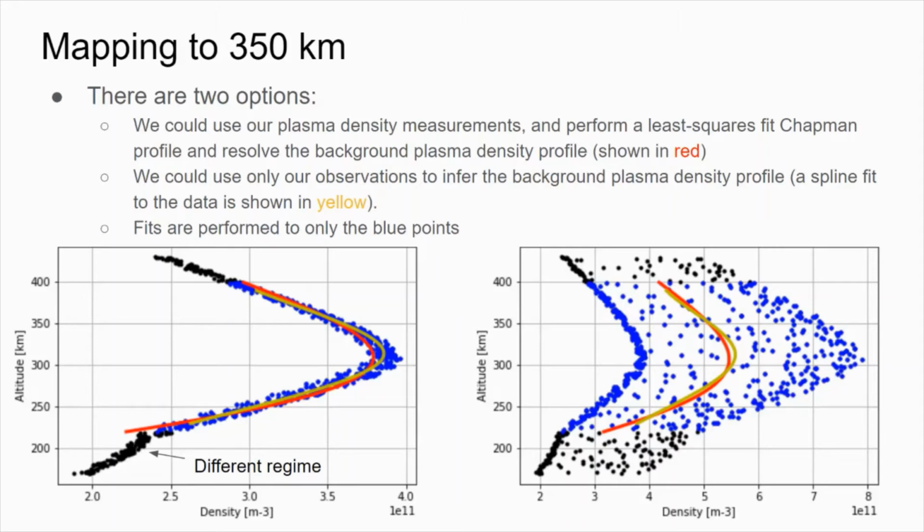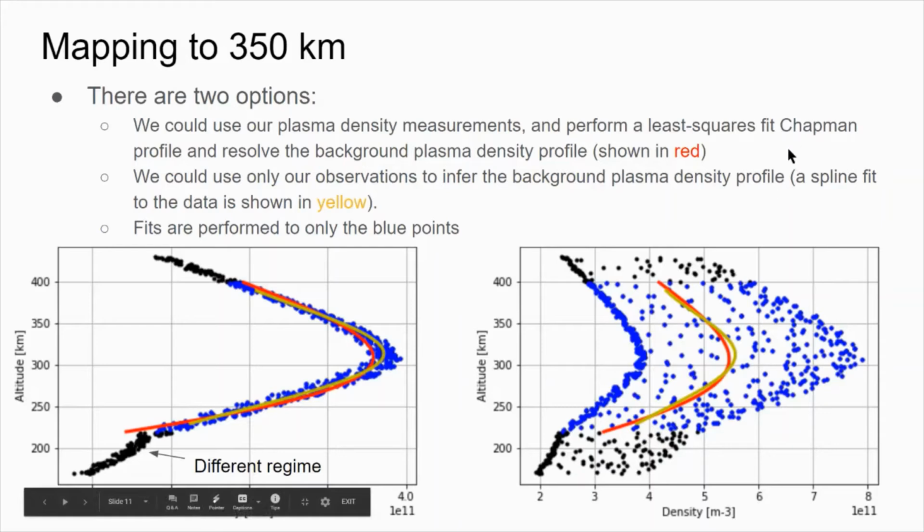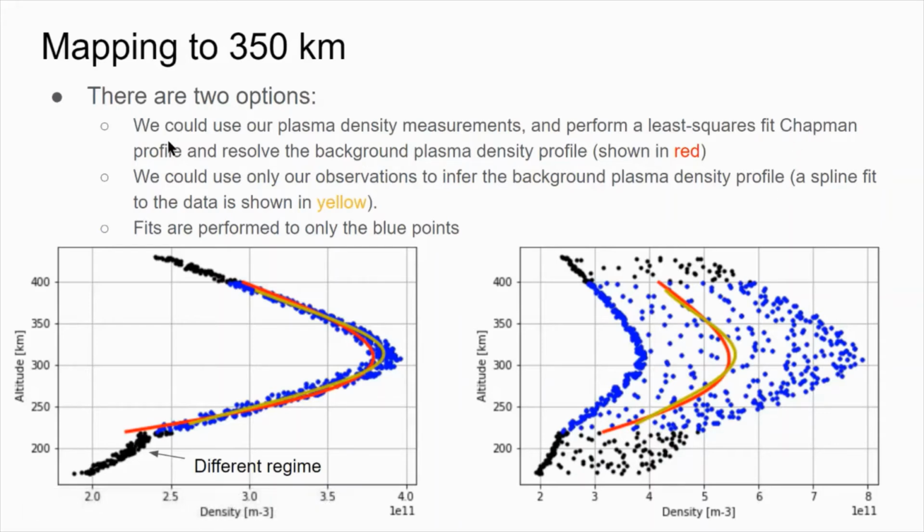two categories. First, you can use the fact that your resulting plasma density profile should match the Chapman profile, and then take the Chapman profile and correct it with respect to your data to create this sort of background curve. Or you can just use your observations to infer a background plasma density profile.